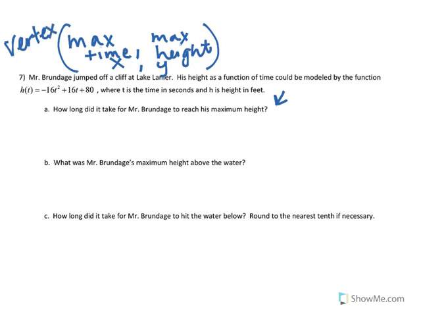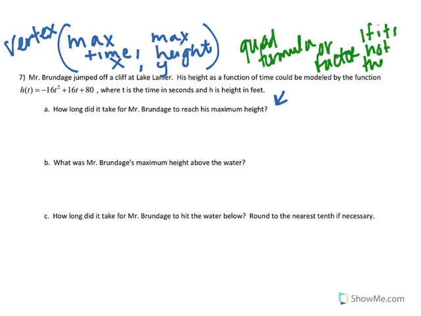So if it's asking you for any other information, like how long before something hits the ground, like a unit of time, you are going to use either the quadratic formula or you're going to factor. So if they're not talking about the maximum.